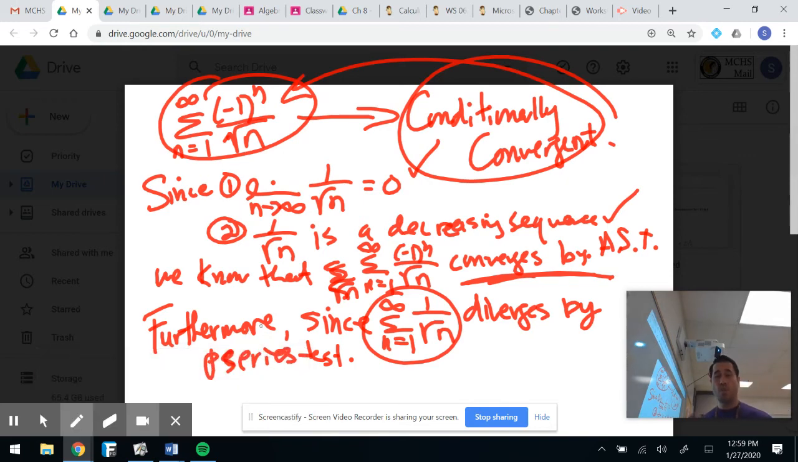And if you think about this, 1 over the square root of n is going to diverge. But when I throw the alternator in there, it goes from positive to negative, so it doesn't grow as fast, and that's why it converges. You're probably saying, how could that happen? Well, I just told you.